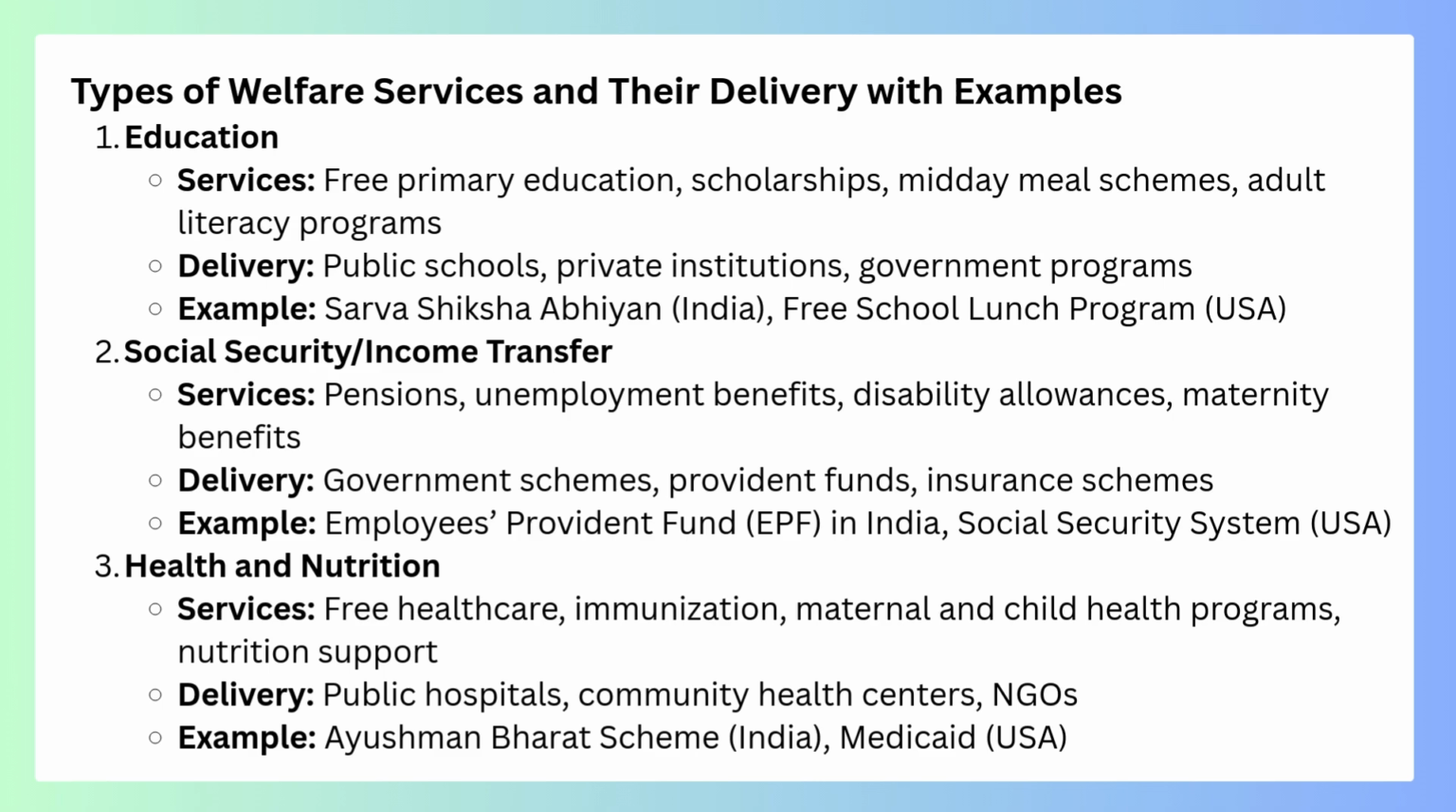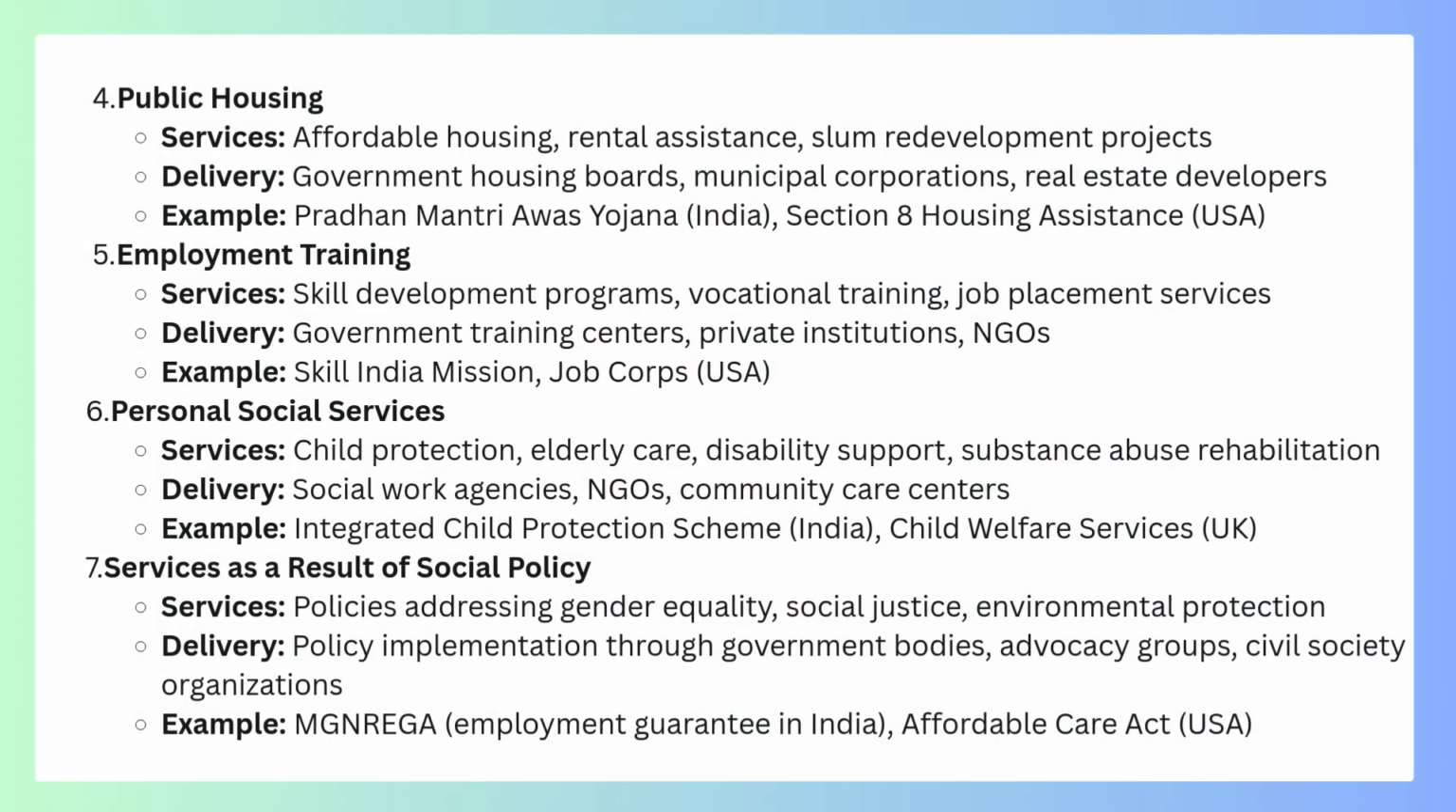Health and nutrition. Services: free healthcare, immunization, maternal and child health programs, nutrition support. Delivery: public hospitals, community health centers, NGOs. Example: Ayushman Bharat Scheme, India; Medicaid, USA. 4. Public housing. Services: affordable housing, rental assistance, slum redevelopment projects. Delivery: government housing boards, municipal corporations, real estate developers. Example: Pradhan Mantri Awas Yojana, India; Section 8 housing assistance, USA.